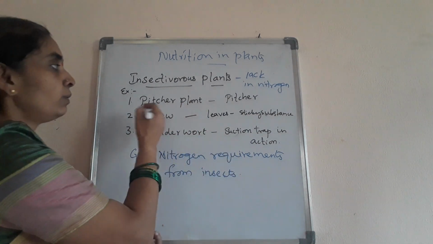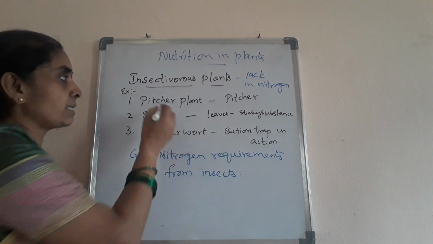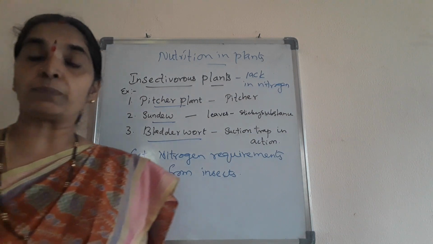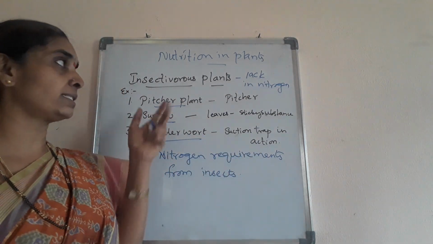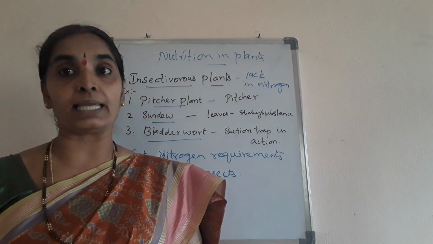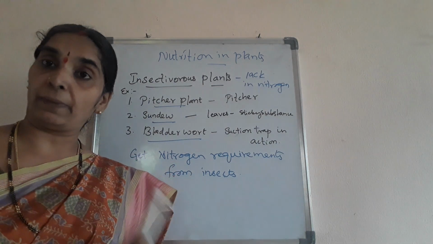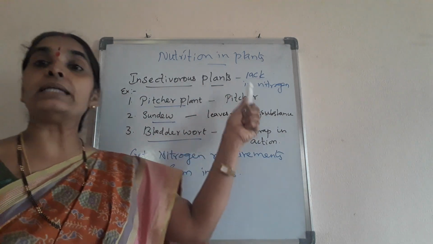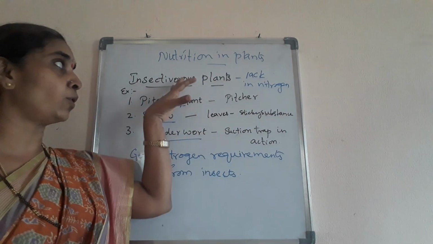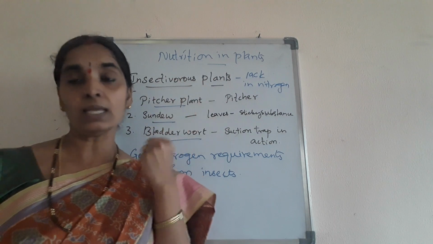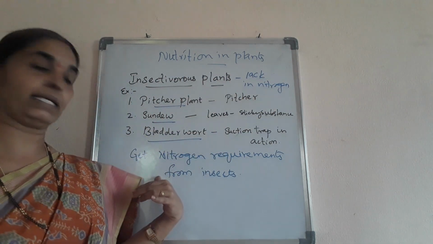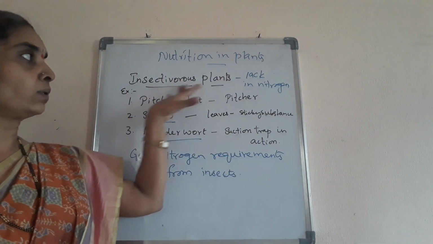Okay, children. The examples of the insectivorous plants are pitcher plant, sundew, bladderwort, and the Venus flytrap. They are the insectivorous plants. Though they are green plants, so normally they are autotrophic in nature and they can prepare their own food. Though they can prepare their own food, they lack nitrogen. Hence, in order to get the nitrogen requirements, they trap the insects. So the leaves are modified in such a manner to trap the insects, and they get their nitrogen through the insects. Is it clear, children?